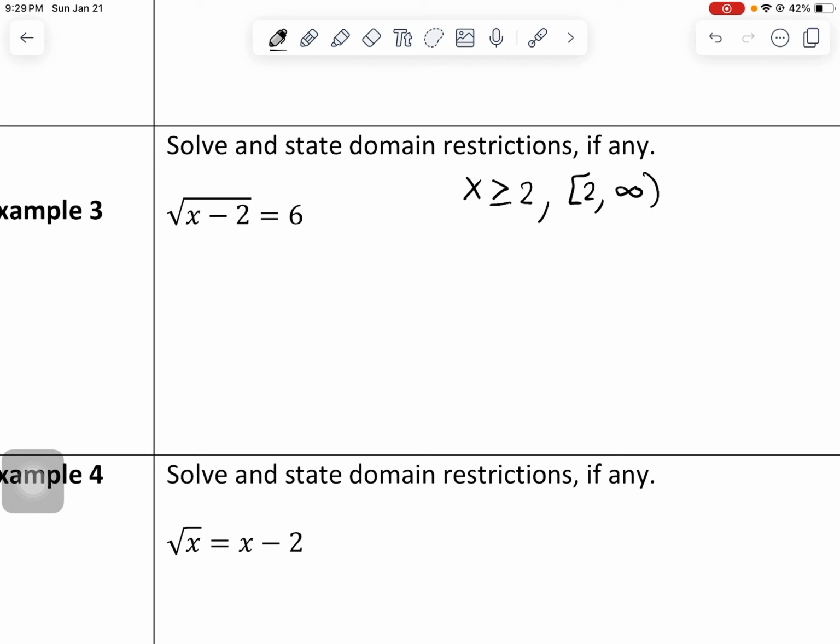Now, we haven't solved one like this just yet, but the way that we're going to do it is the inverse operation of a square root, which is to square both sides.